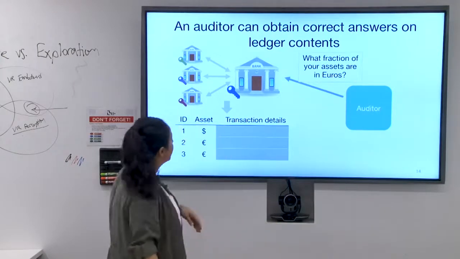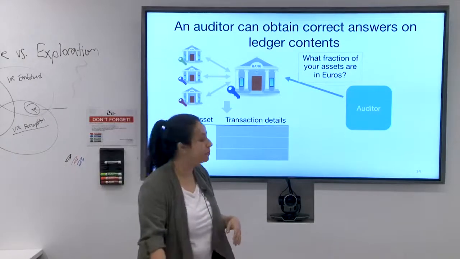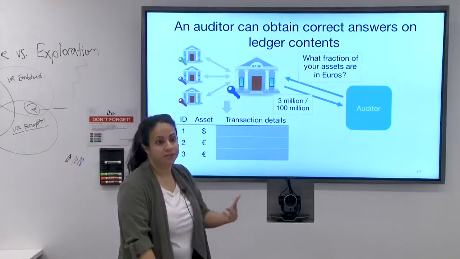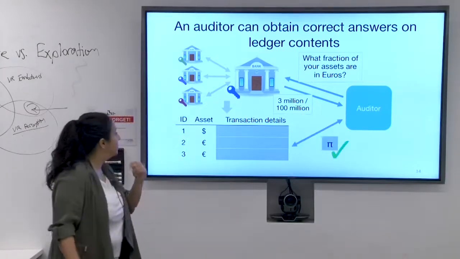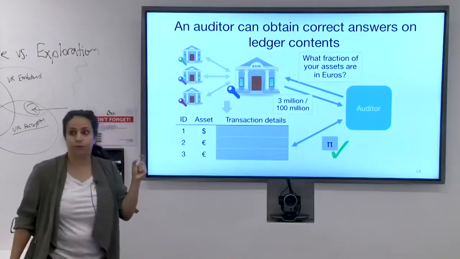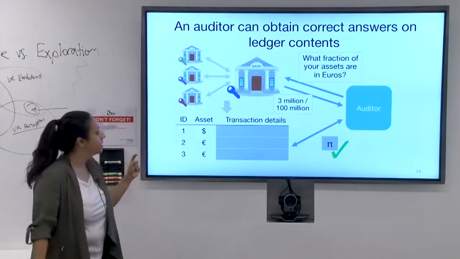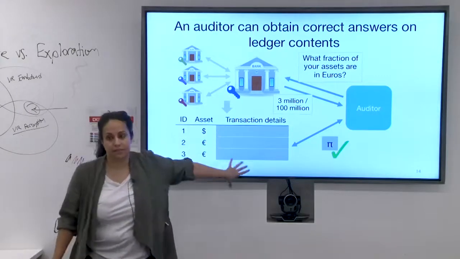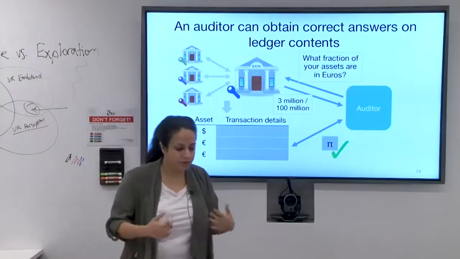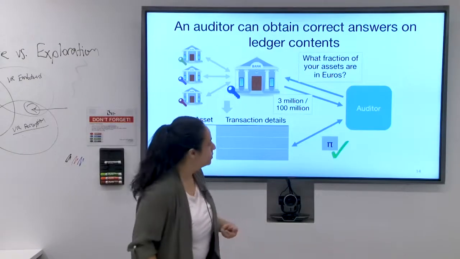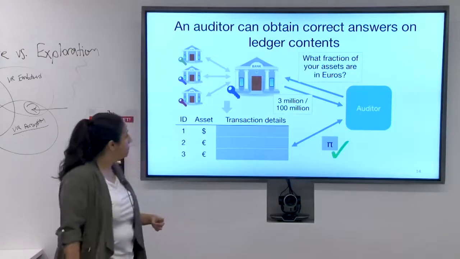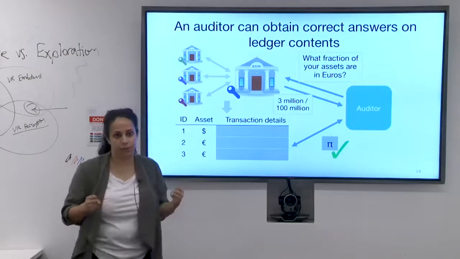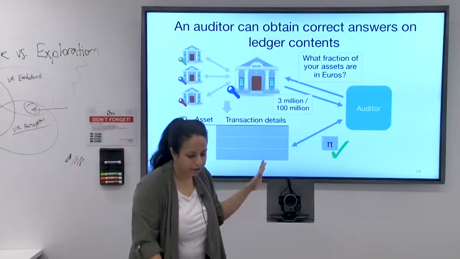So the auditor will query the bank and ask a question similar to what we were asking before: what fraction of your assets are in euros? The bank can respond, but this time, instead of just getting an answer, the auditor also gets a small part of a proof from the bank and can confirm that that proof is correct based on these opaque transaction details in the ledger, okay? So the auditor still needs to talk to the bank, but using the bank's response, they can compute a proof that shows that this answer must be correct, okay?